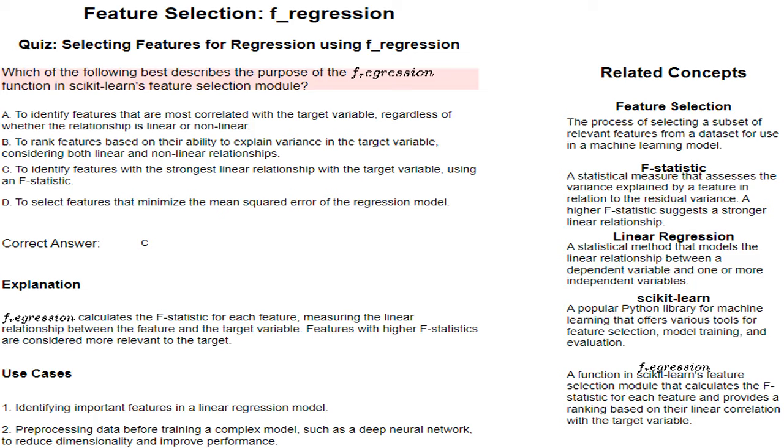True. Regression uses the F-statistic to assess the linear relationship between each feature and a target variable. Features with higher F-statistics indicate stronger linear correlations.